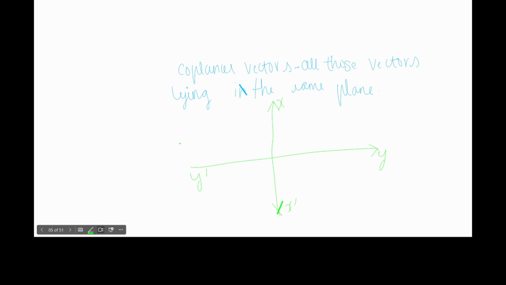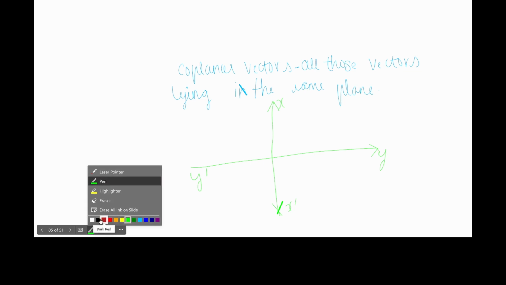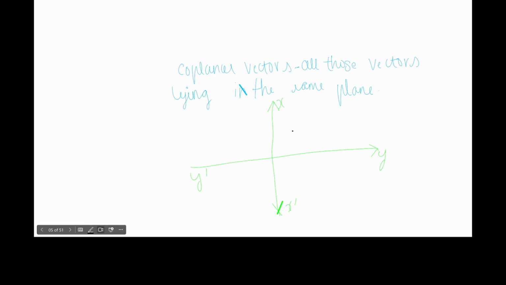So let me change the color to black. If this is one vector, and this is one vector, and this is one vector, and this is one vector, we can clearly see there are many vectors in the xy plane. We can see that all these vectors lie in the first quadrant plane. So we can say that all such vectors are coplanar vectors.